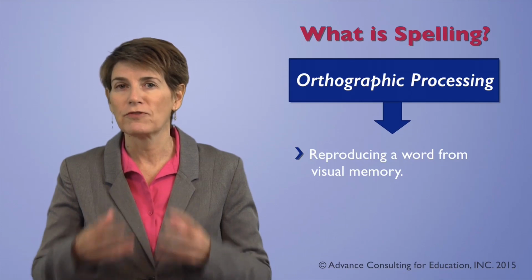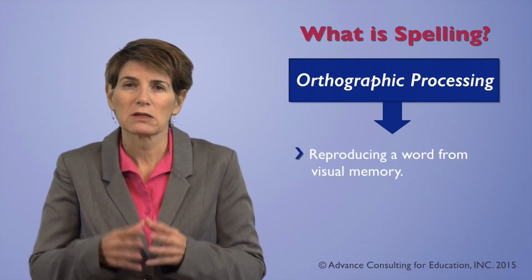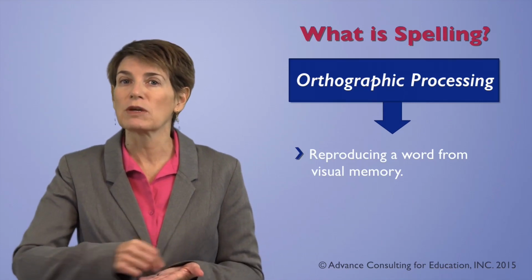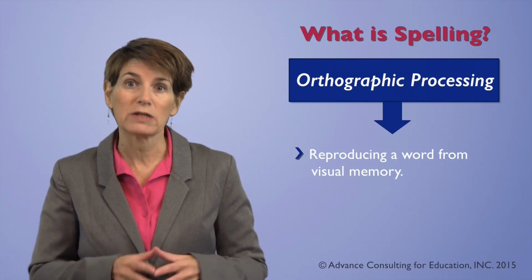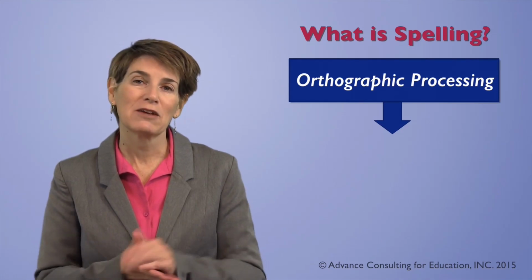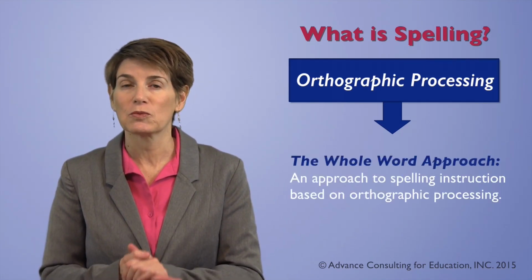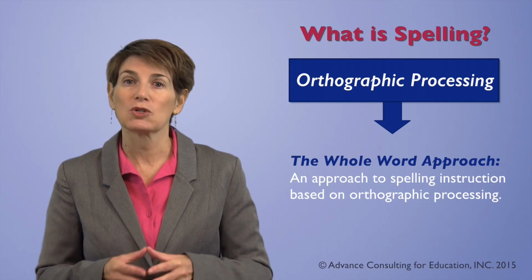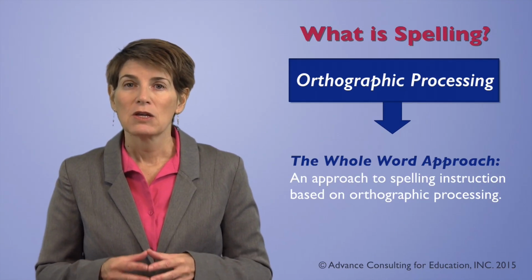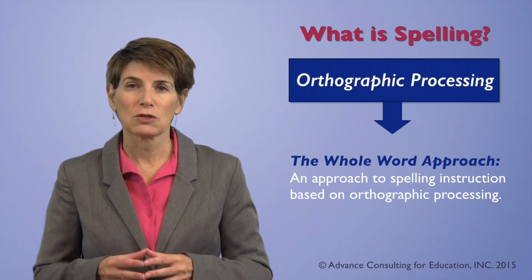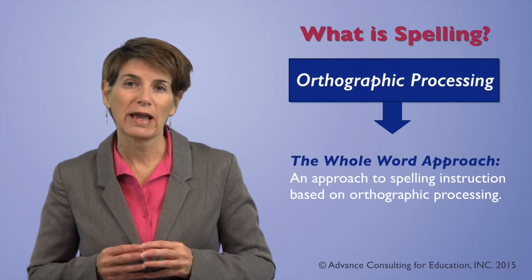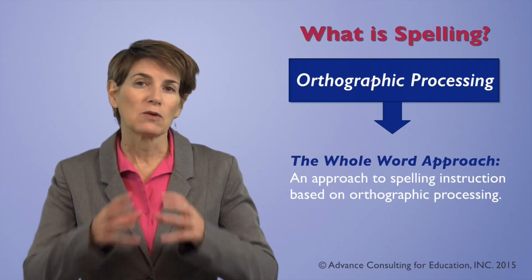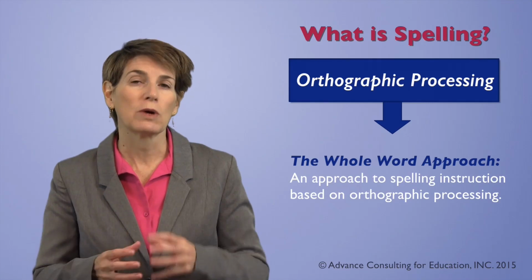So this is orthographic processing. So it's a much more visual approach to spelling. We're basically taking snapshots or photographs of every single word and then reproducing them when we write or when we type. You may have heard the term the whole word approach when it comes to teaching and learning spelling. The whole word approach taps into orthographic processing. So in the whole word approach, we teach students to create a visual image in their heads, so to take a snapshot or a picture of a word, and then as soon as they see that word, they know what it is.